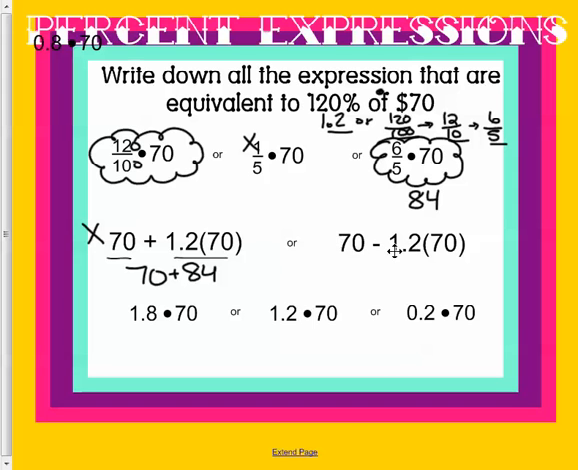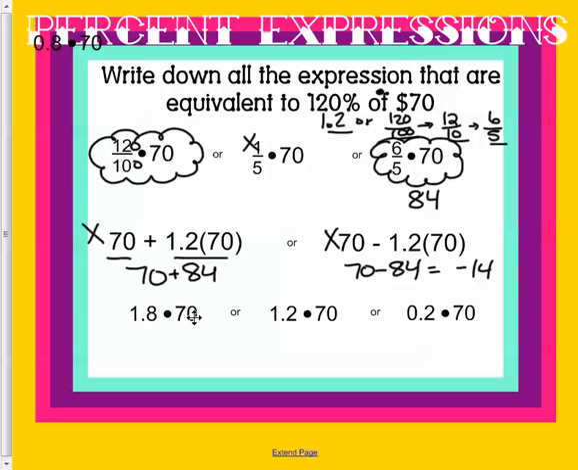70 minus 1 and 2 tenths times 70. Is it a discount? No, so I'm not taking the 84 away to get a negative 14. That doesn't work either. What I would have needed to do was instead take 20% of 70, which would be 0.2, and that would have been 14, and 14 times 70 would have given me 84. But that wasn't what they gave us. So this one definitely doesn't work, and neither does this one.